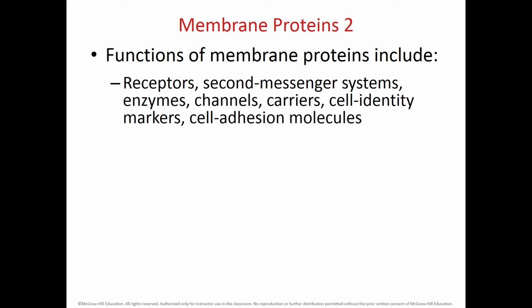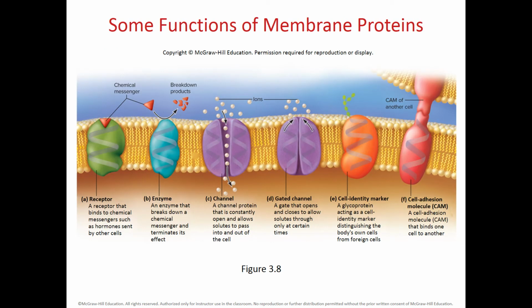Some of them are gates or channels. Some of them are carriers. Some of them are found in particular cells, making an identity marker for the cells. And some of them are anchoring proteins that hold the cells to neighboring cells. These will be cell adhesion molecules, or they anchor into the environment, not necessarily into other cells. So this is the figure to show you the different functions of the membrane proteins.